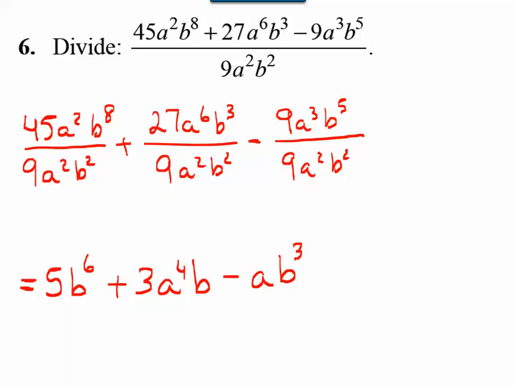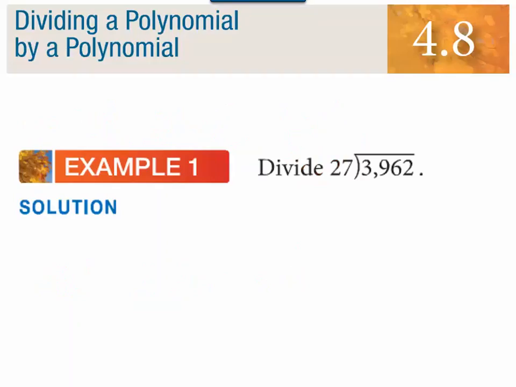Okay, so if you think that's easy, let's move on to 4.8. Okay, so far we've been dividing by a single term, like 7t. That's fine. Or 9a squared b squared. That's fine. But the problem comes in is what happens if we try to divide a polynomial by another polynomial? Sometimes 2 terms, sometimes 3 terms, so this gets a little more complicated.